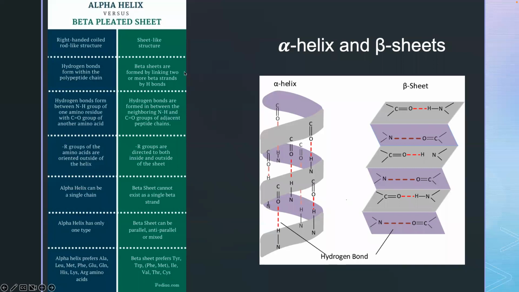And so beta sheets, kind of like the name suggests, they are sheet-like in structure. And the beta sheets are formed by linking 2 or more beta strands by hydrogen bonds. The R groups can be directed both inside and outside of the sheet. So they kind of flip-flop. And beta sheets cannot exist as a single beta strand. You must have multiple. And these beta sheets can be parallel and anti-parallel or mixed. And I will show you that in the next slide. And again, similar to alpha helices, beta sheets do prefer specific amino acids.